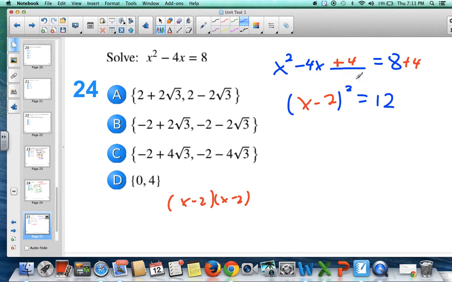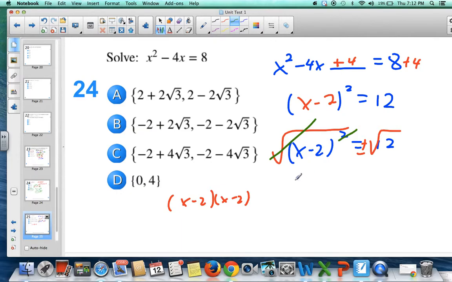So now to get rid of the square root sign, I want to take the square root, get rid of the squared sign. The squared, I take the square root. And it's always plus or minus. So the square root of a square will cancel. These will cancel with this, and I'm left with x minus 2 equals plus or minus the square root of 2. Excuse me, not 2, that's a 12.